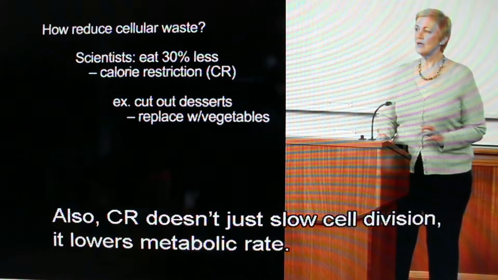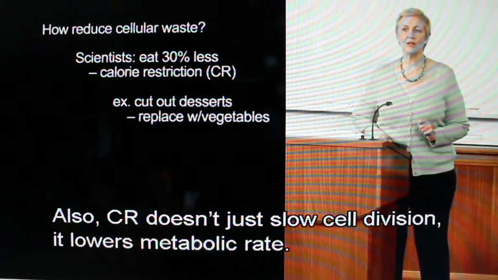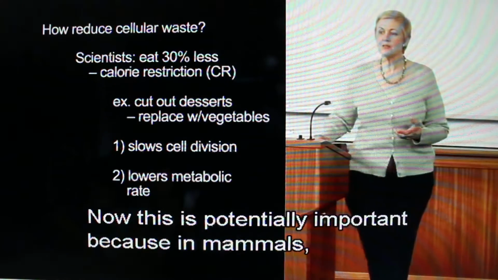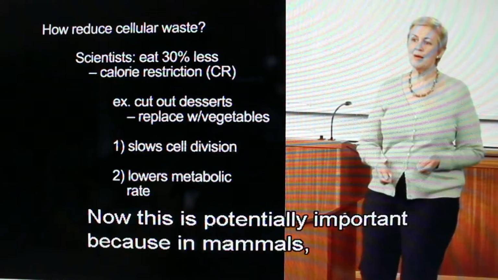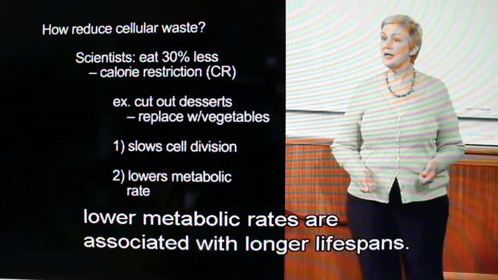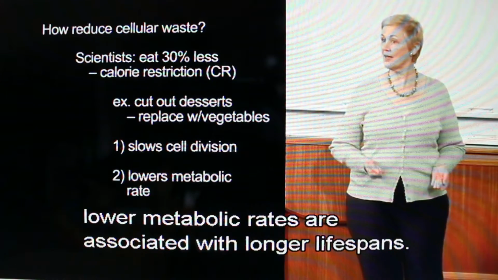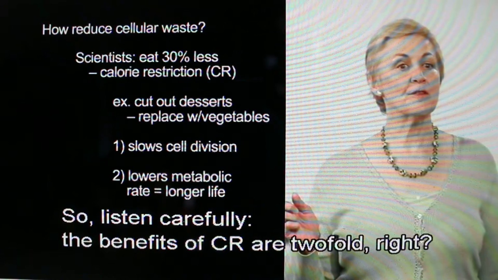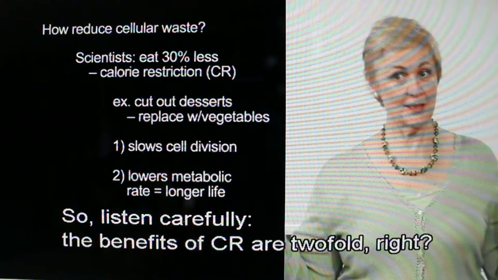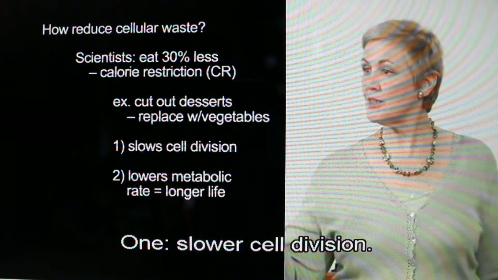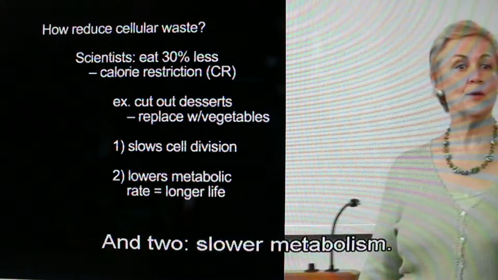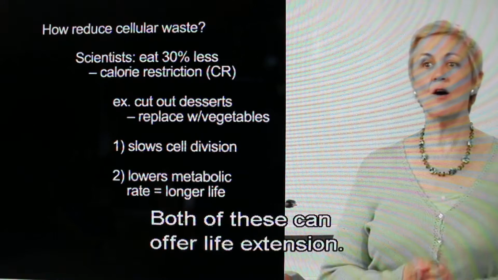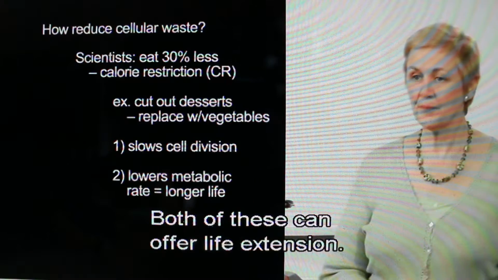Also, CR doesn't just slow cell division. It lowers metabolic rate. Now, this is potentially important because in mammals, lower metabolic rates are associated with longer lifespans. So, listen carefully. The benefits of CR are twofold, right? 1, slower cell division, and 2, slower metabolism. Both of these can offer life extension.